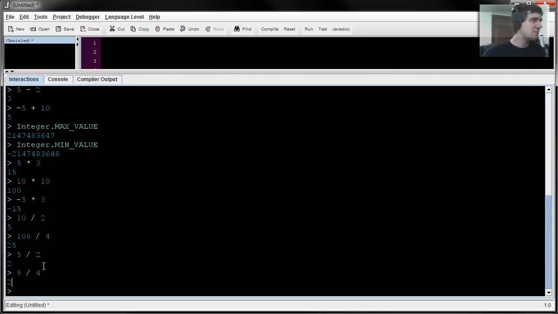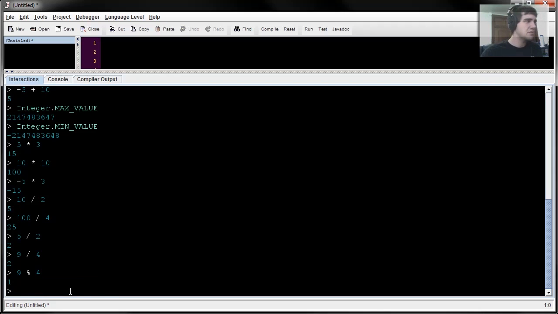If you did elementary school, you might have learned about remainders, which is how many more you'd need to reach 9 if you multiplied this by this. So 9 % 4 is basically saying divide 9 by 4, and then tell me what the remainder is. And that is, of course, 1, because 4 times 2, which is the quotient, plus 1 equals 9, right?